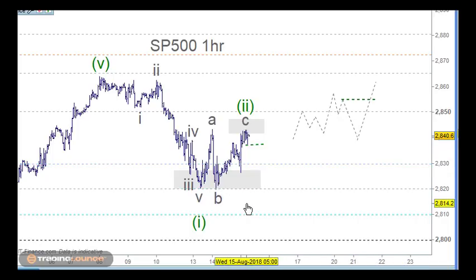On the short side, when we look at this here, it does appear to count down here as 5 waves, as 1, 2, 3, 4 and 5 here. So we can look at this as wave 1.